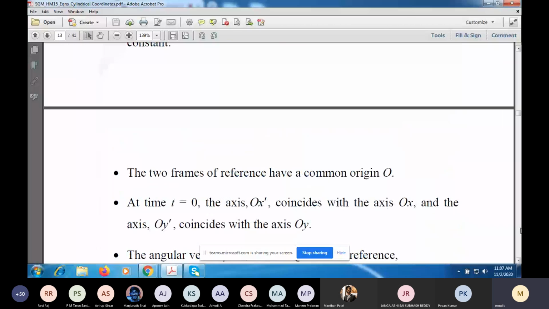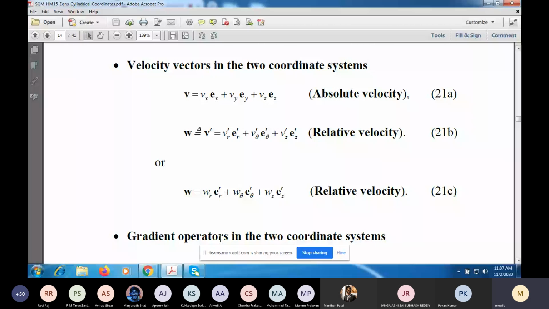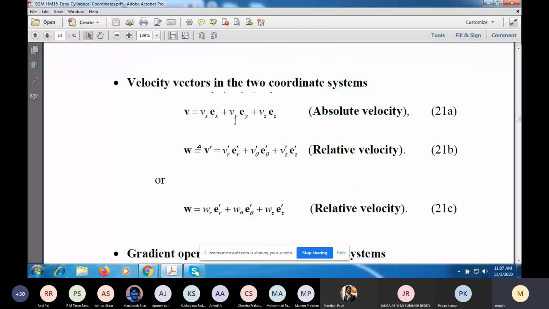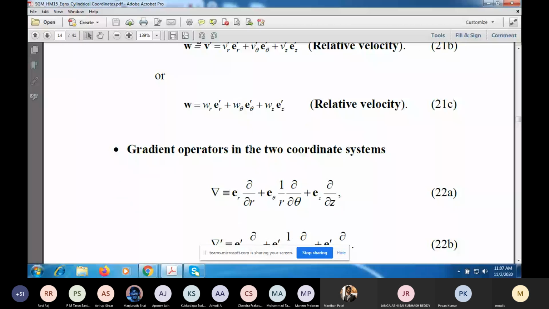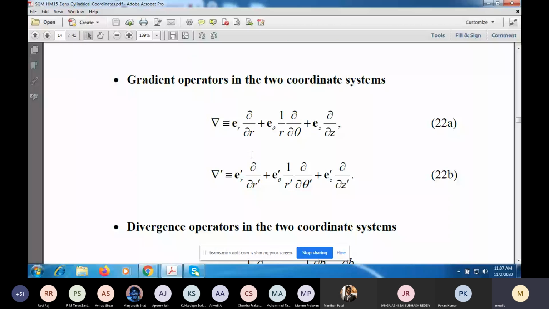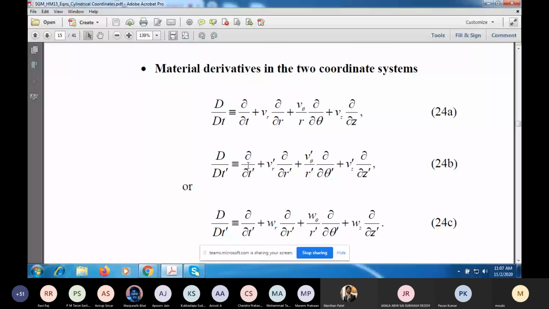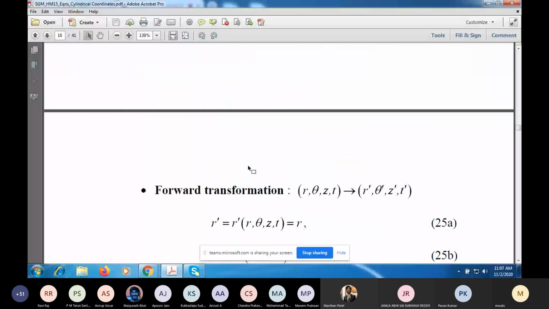Hence, but if you look at the velocities, then if I use V prime for the relative velocity, if I don't like to use primes, I'll substitute the symbol W for V prime. And these are the material derivatives.